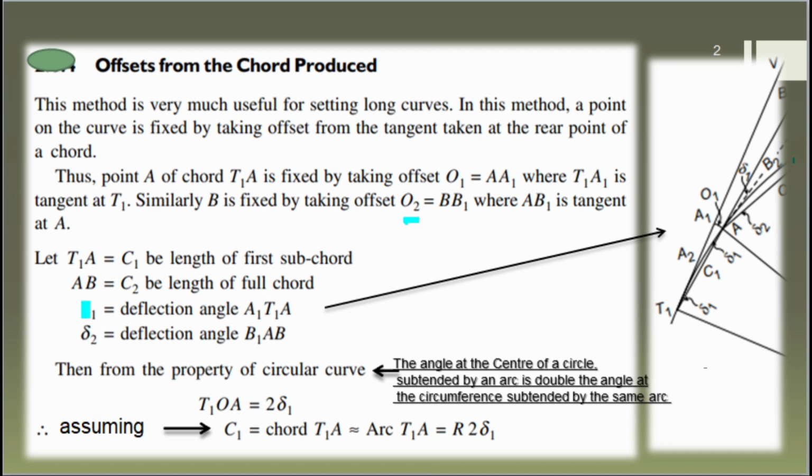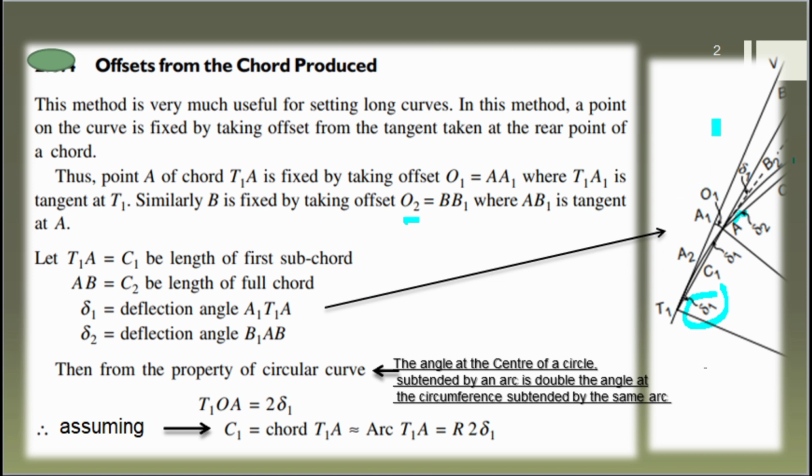Remember that. These represent the deflection angles. The first deflection angle is A1 T1 A, and it is found here within an enlarged diagram, where you can observe that. Then the deflection angle 2 is found at the second point here, the smaller portion. We'll add this with this, and we'll describe that later.